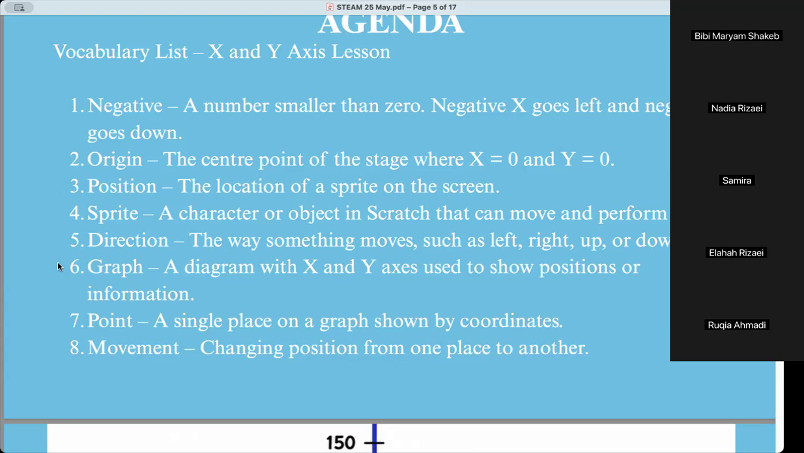Good. See, that is what we call direction. Which direction do you want to move your sprite? Do you want it to move left? Do you want it to move right? Or up or down? That is what we call direction. Okay, Rukia, good reading. Number 6, please.